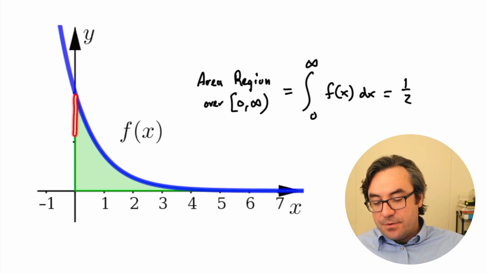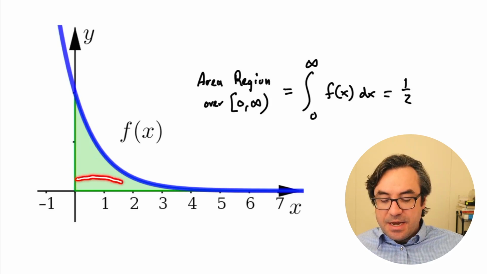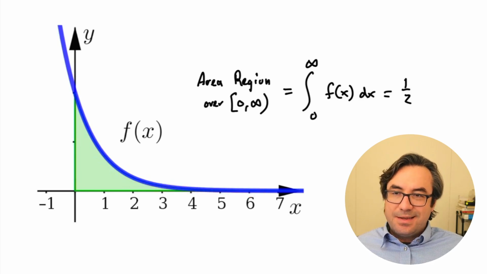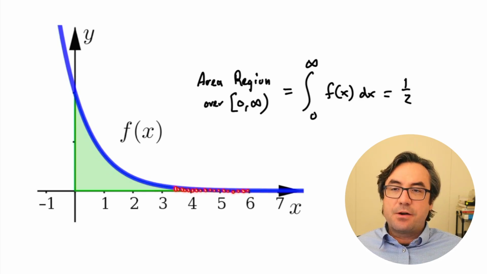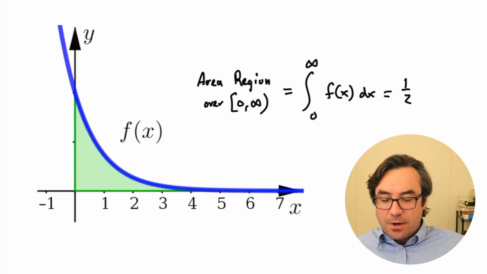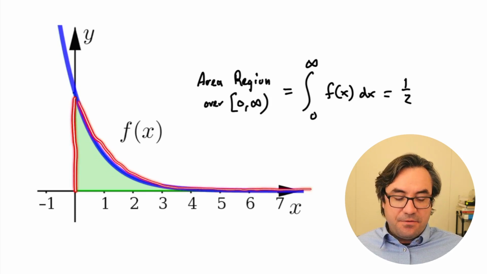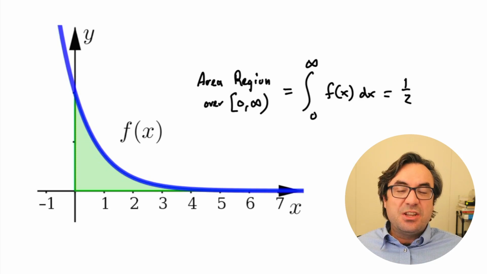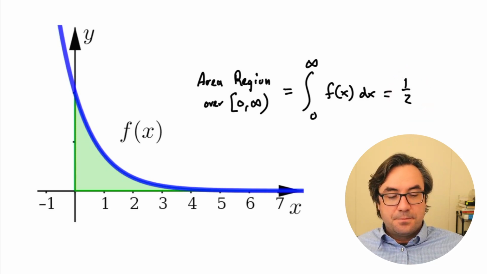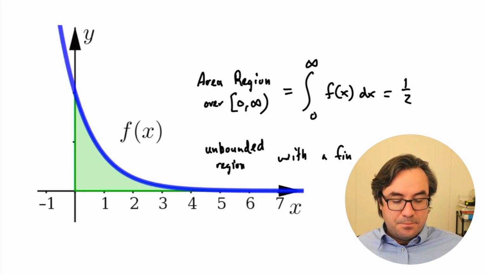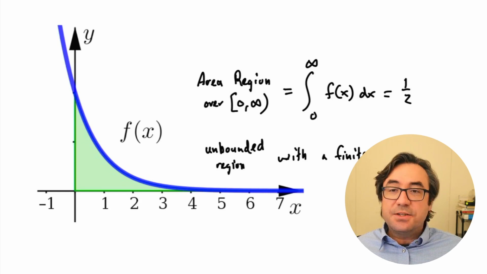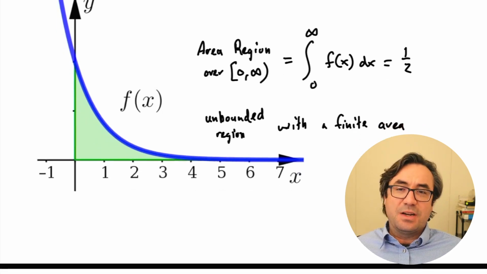So this area for this region starting at 0 and extending infinitely far to the right, again, even though it kind of gets hard to tell here, there is a small little gap in between our function and the x-axis. So our region here does extend infinitely far to the right. That region still has a finite area. So we have an unbounded region with a finite area. Kind of surprising. Very surprising.